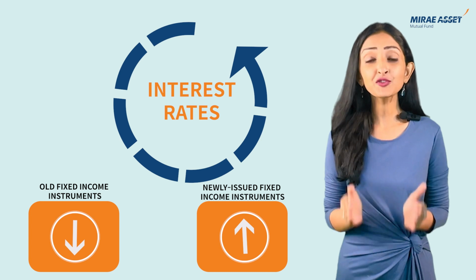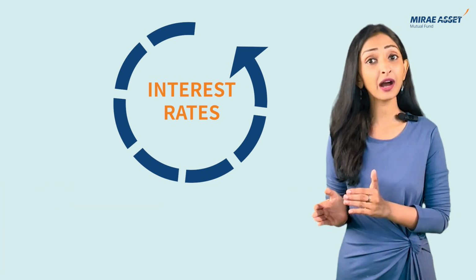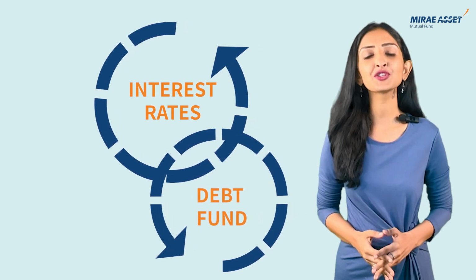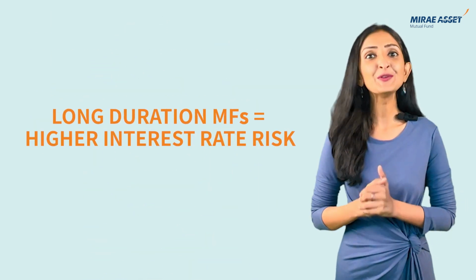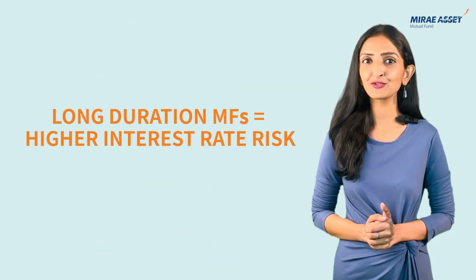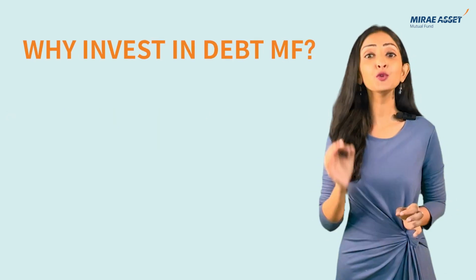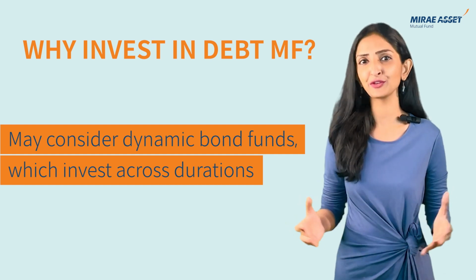Simply put, if interest rates go up, prices of fixed income instruments, and by that regard, debt mutual funds, will go down. However, as we mentioned in our previous videos, not all debt instruments react that way. Longer duration instruments have a higher interest rate risk than shorter duration instruments. During such times, you may consider investing in dynamic bond funds, which invest across different durations.